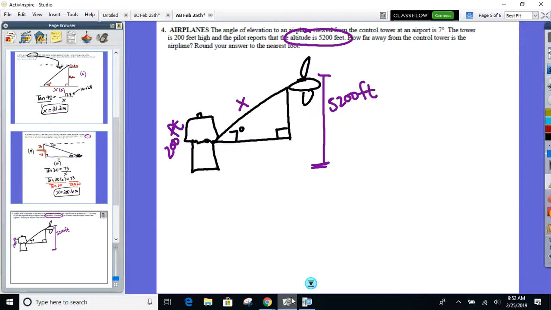5,200 minus the tower height, so that'll give me this side length must be 5,000, and I'll let you guys go from there. Find the distance from the plane to the tower.